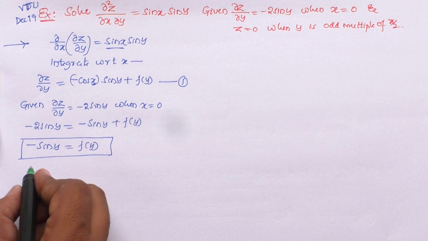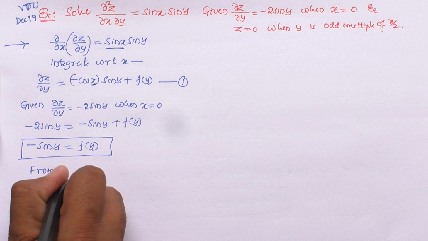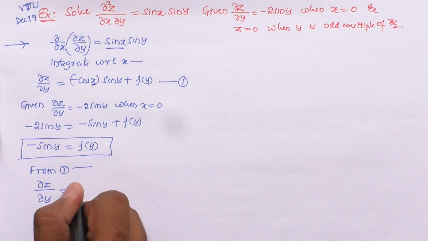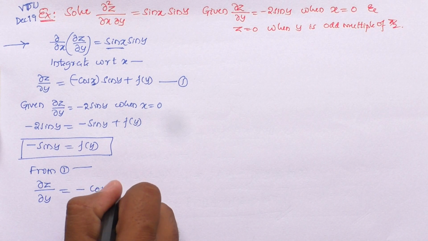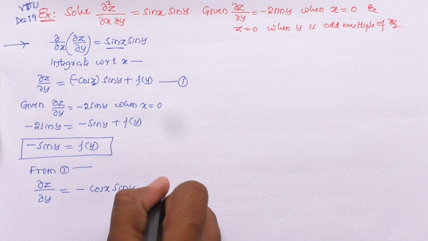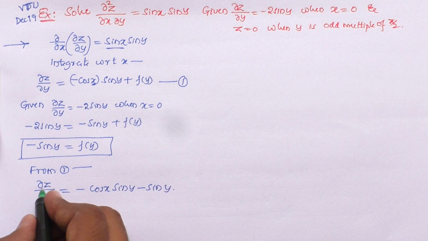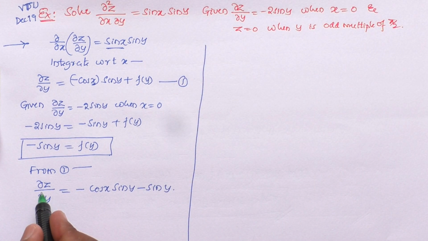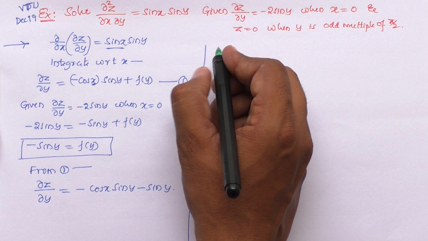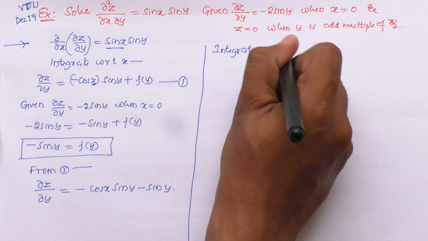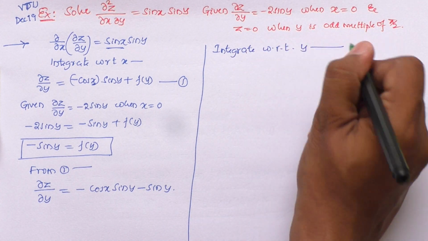Substitute this in 1. From 1, del z by del y equals minus cos x sin y plus f of y, and f of y is minus sin y. So this is what we got for del z by del y. Once you get this, you need to remove the term del by del y. For that, integrate with respect to y.